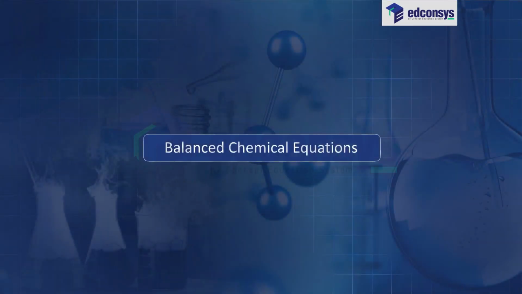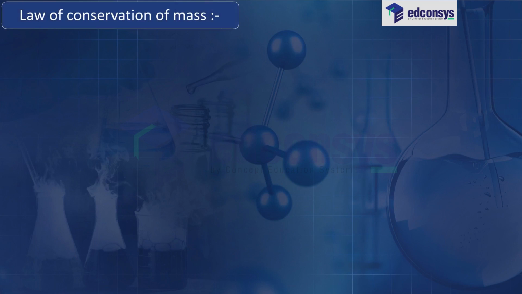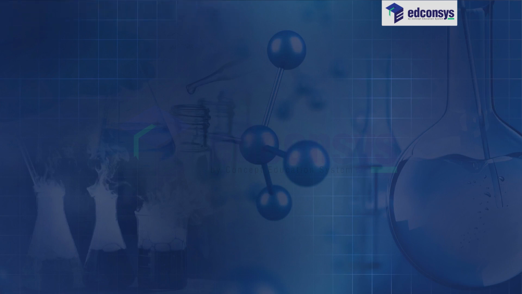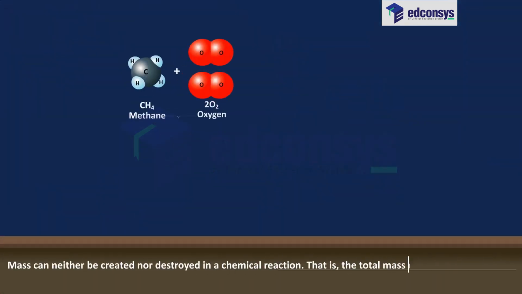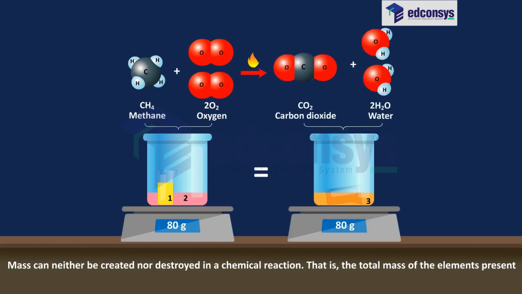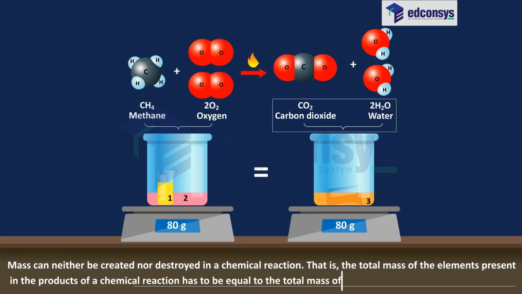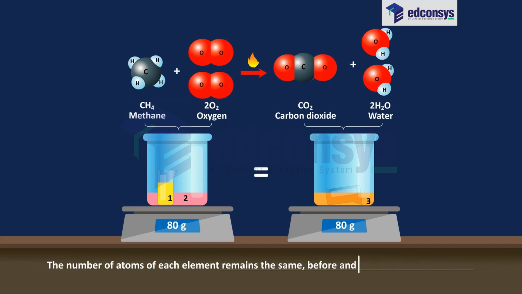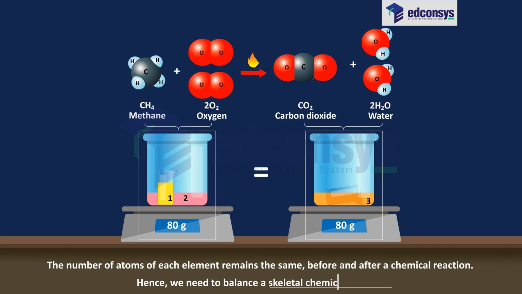Balanced chemical equations. Law of conservation of mass. Mass can neither be created nor destroyed in a chemical reaction. That is, the total mass of the elements present in the products of a chemical reaction has to be equal to the total mass of the elements present in the reactants. The number of atoms of each element remains the same before and after a chemical reaction. Hence, we need to balance a skeletal chemical equation.